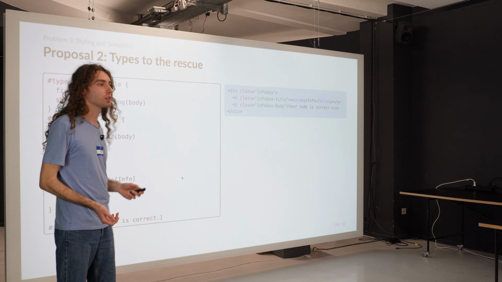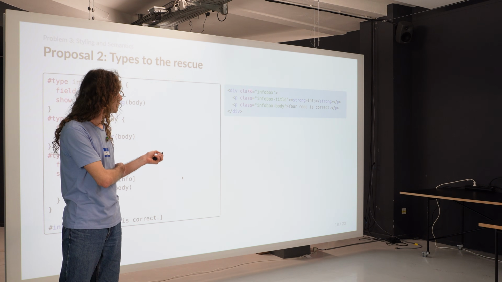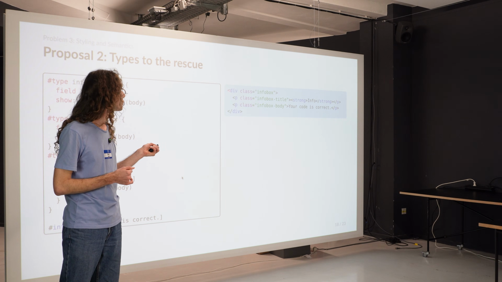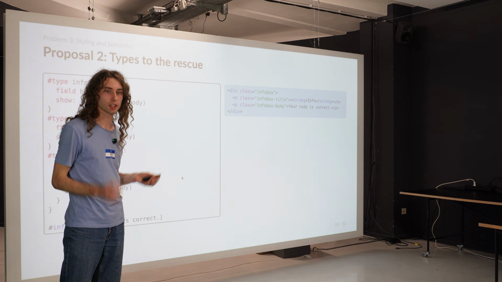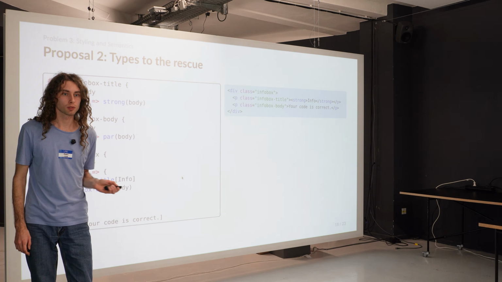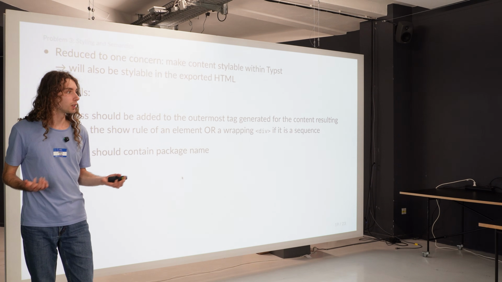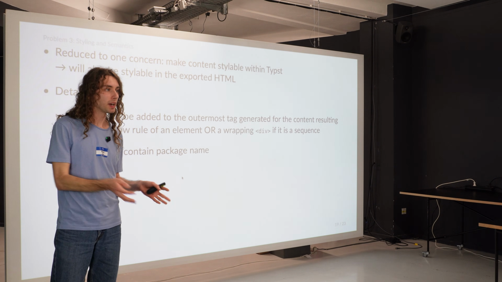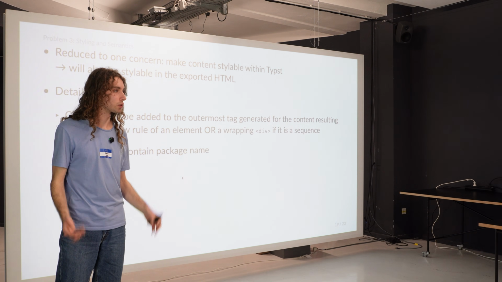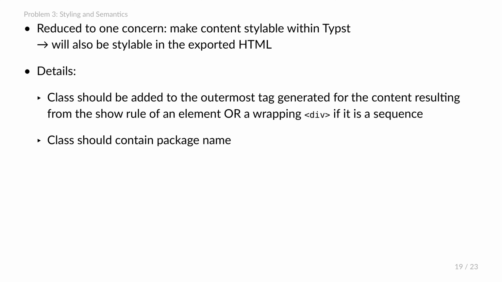And what I now propose is, why shouldn't the compiler for each type emit class information with this type name into the corresponding outer HTML tag? Yes, I think this could solve two problems at the same time. So authors of packages just need to be aware, make it stylable, make it configurable within types, and then it will also automatically work with HTML export. At least this is what I hope for.